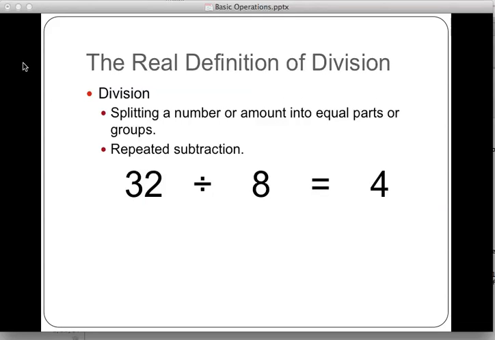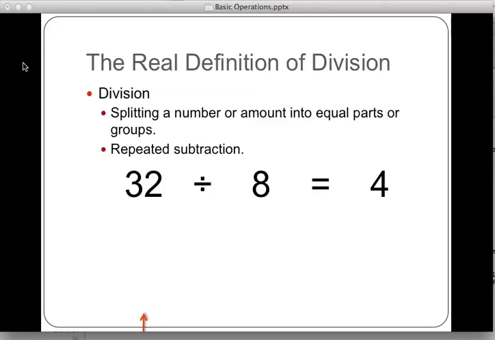Now division, maybe that's a hard one to define in your own words, but truly the best definition is probably just repeated subtraction. We do think of it as dividing, as breaking into groups. We think of it as splitting up a number by another number, but really it's just repeated subtraction. It's the best way to describe it.